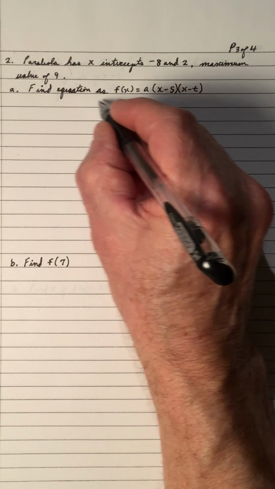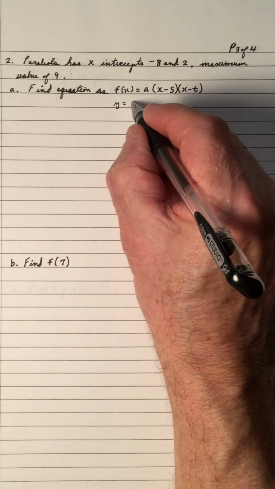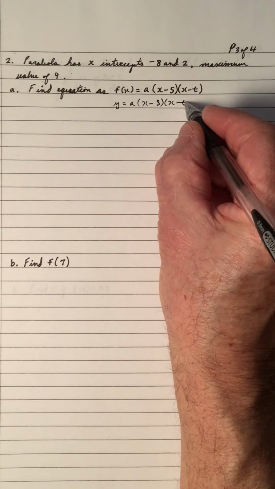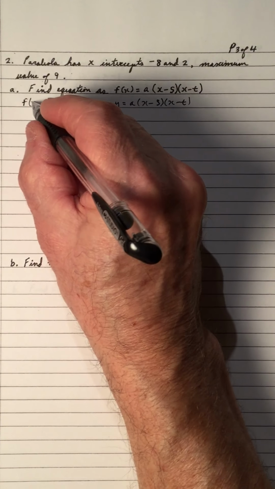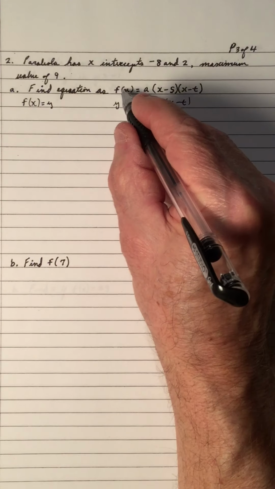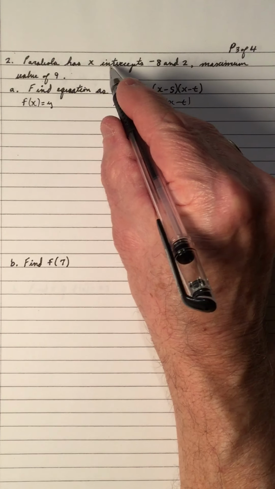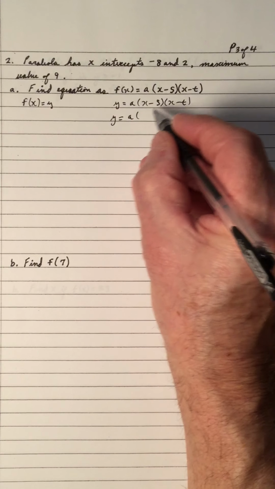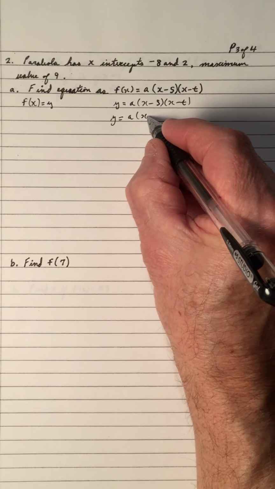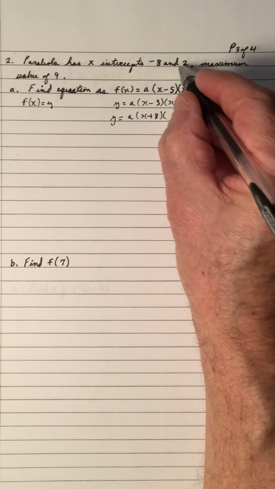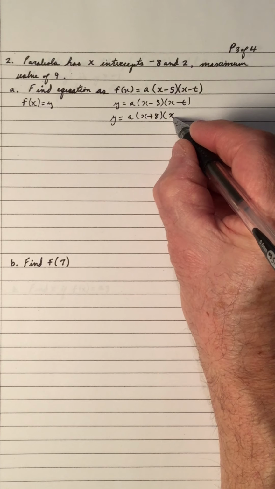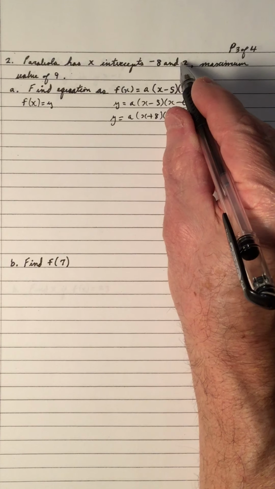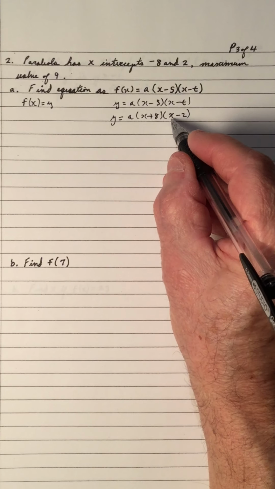So let's change the f of x to a y just to be consistent so we won't get confused. Remember, the f of x is the y. Since we have x-intercepts of negative 8, if we have a negative 8, that means it's an x plus 8 when we put it in the equation. If we have an x-intercept of 2, putting it in the equation gives a minus 2. So opposites, the x-intercepts are negative 8 and 2, so it's x plus 8, x minus 2.